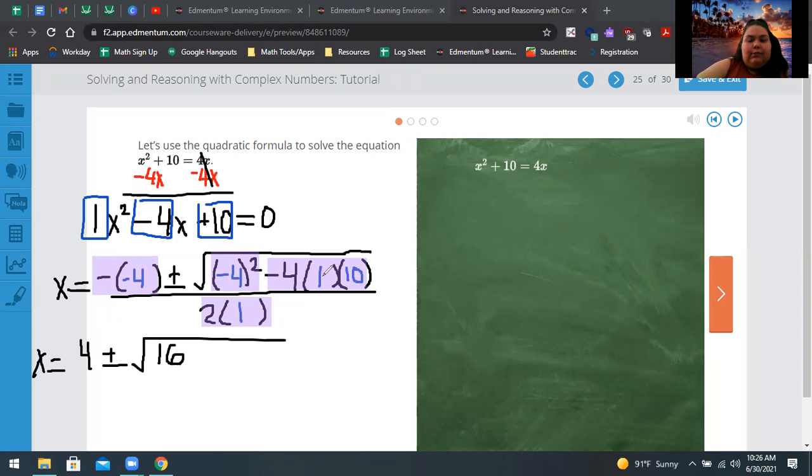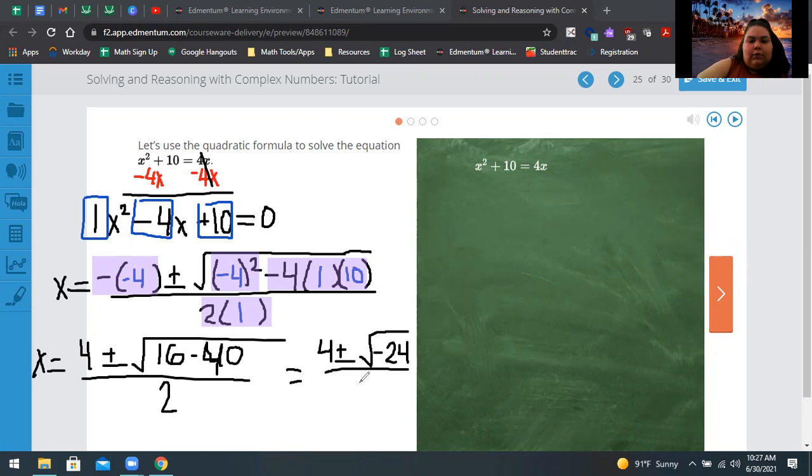-4 times 1 is -4. -4 times 10 is -40. Oops, my 4 came out a little different there. There we go. All over 2 times 1, 2. Okay, we're still not done, right? Again, you can't do anything to that 4, so I'm going to leave it there, plus or minus. Now 16 minus 40 should actually give us -24. And then this is all over 2.